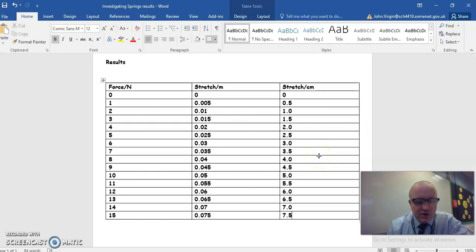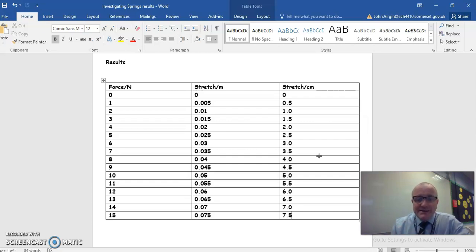Now, what I want you to do in this lesson is take these results and see if you can work out what is going on. To help you do that, you are going to need to produce a graph, because that's why we do graphs. We do graphs to help us look for patterns and to make sense of the results that we produce whenever we carry out an experiment or an investigation.